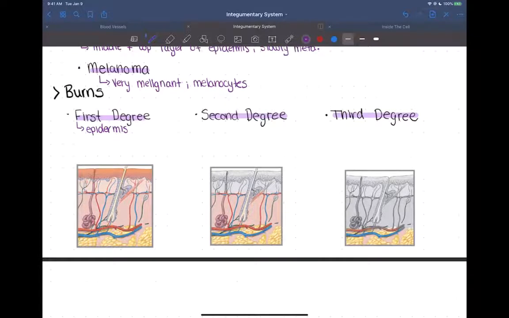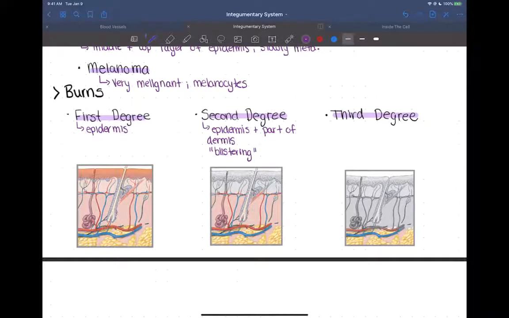2nd degree burn affects the epidermis and part of the dermis. All right, and so sometimes they're called a partial thickness burn. Okay, because it's only part of the dermis, so partial thickness with those. And so kind of characteristic of these is going to be blistering. All right, you'll see blistering, and that will indicate a 2nd degree burn.